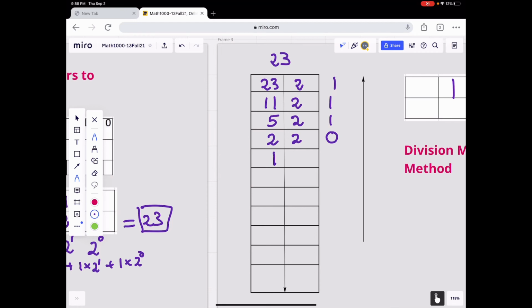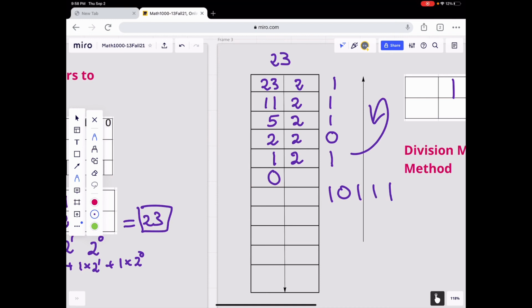And then you keep dividing. 1 divided by 2 equals 0, and the remainder equals 1. Okay? You cannot divide by 2 because it's a small number, so the remainder equals 1. And then you write out 1, and then you go counting from bottom up. So you write 1, 0, 1, 1, 1.